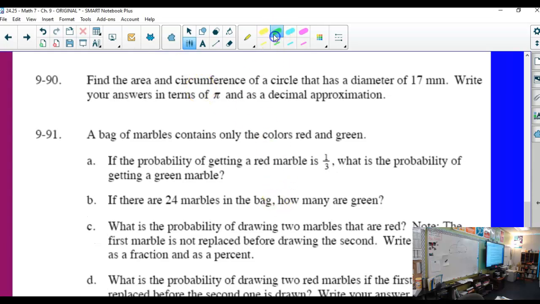I need clarification on writing your answers in terms of pi. I don't need any clarification on that. You just don't change pi into 3.14. You keep it pi.